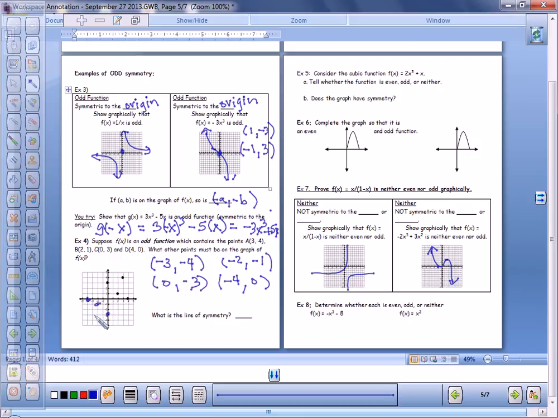Now, this says what is the line of symmetry, and it's actually not a line. We need to fix that. It is symmetric about a point, and it has symmetry with respect to the origin. Rotational symmetry about the origin.